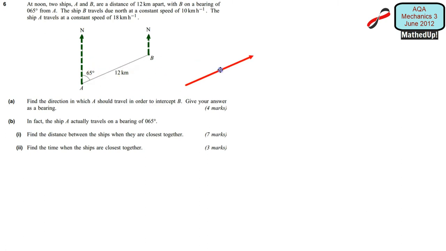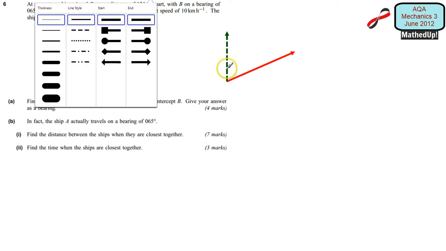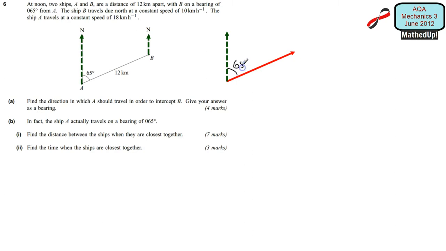So I'm just going to put that over here, and we'll carry this north line over as well. And we've got an angle of 65 degrees between those. Okay, and that's the velocity of A relative to B.